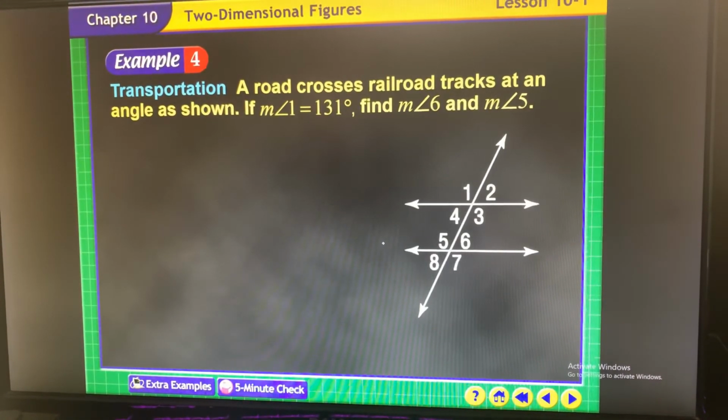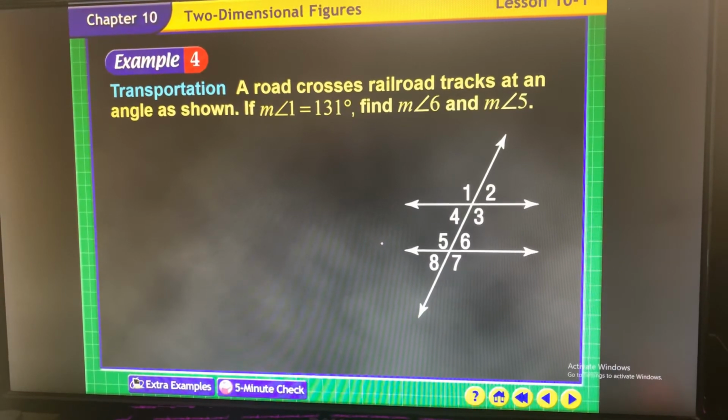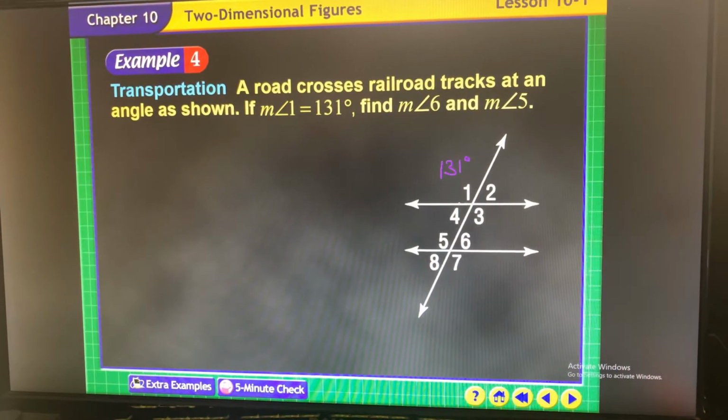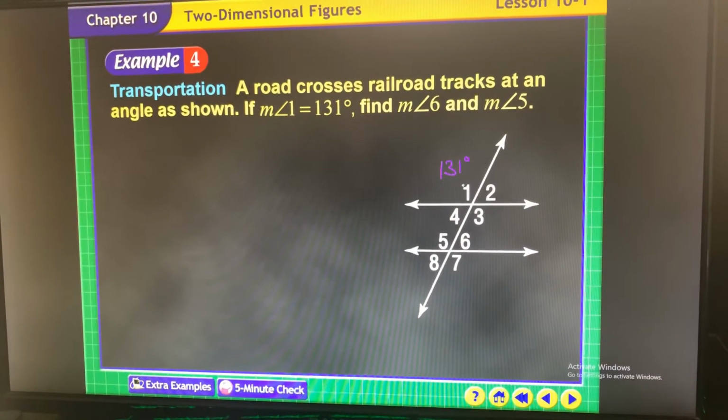It's the same kind of thing we were just doing, but now it's just a story about a road that crosses a railroad track at the angle shown. The measurement of angle 1 is 131 degrees. Remember what I told you to do? Just do all of them, and then you'll have your answer for one of them, those two. So angle 1 is 131. I can either go this way and find supplementary, or I can go directly across and say, this is a vertical angle, this is alternate interior angle, right there.